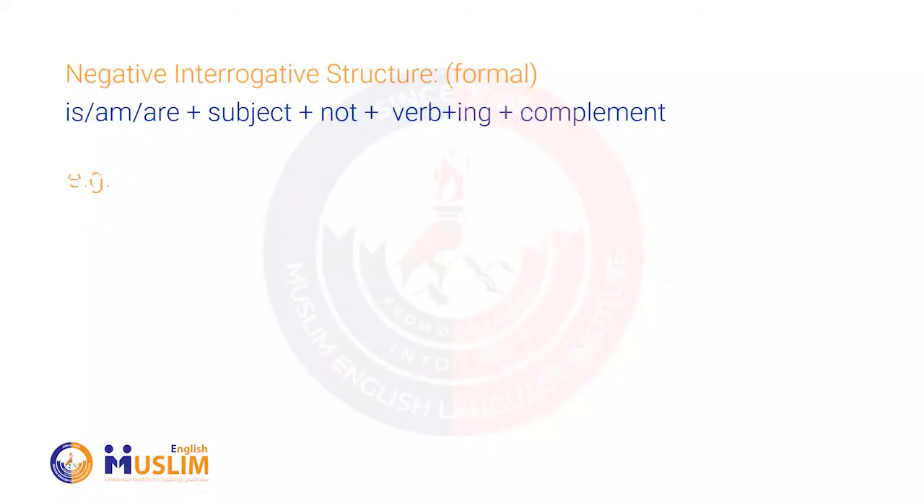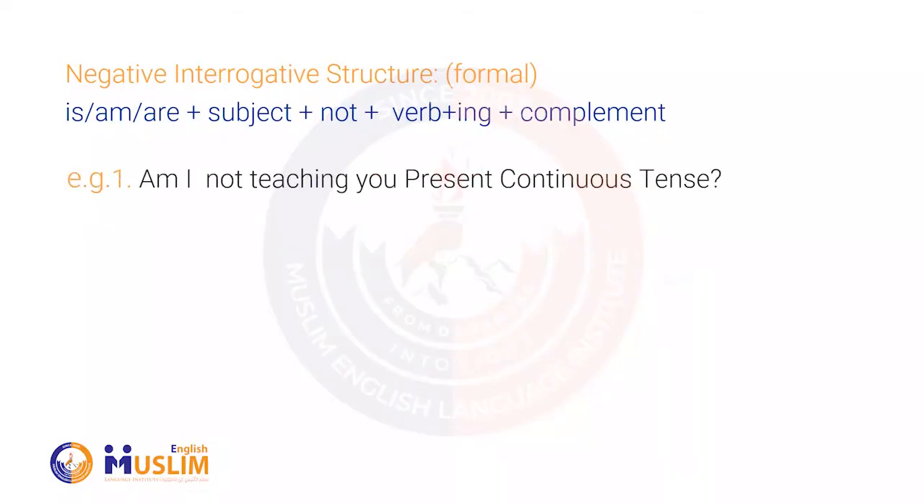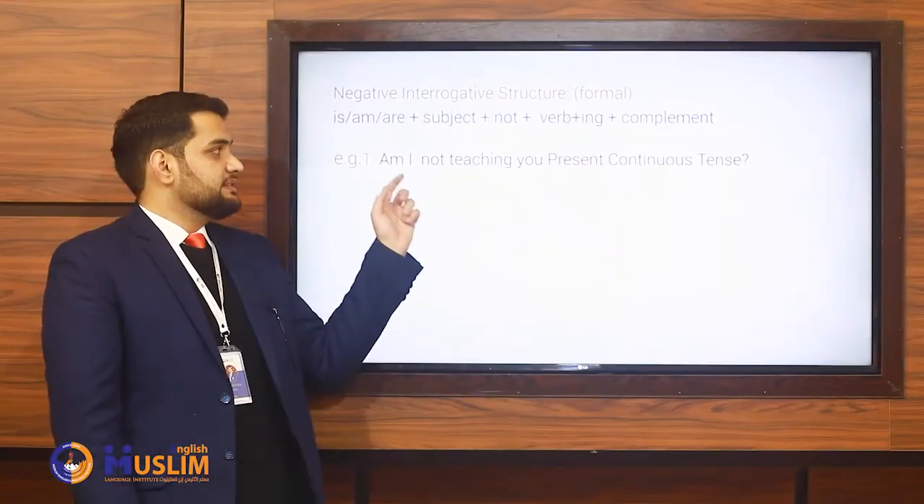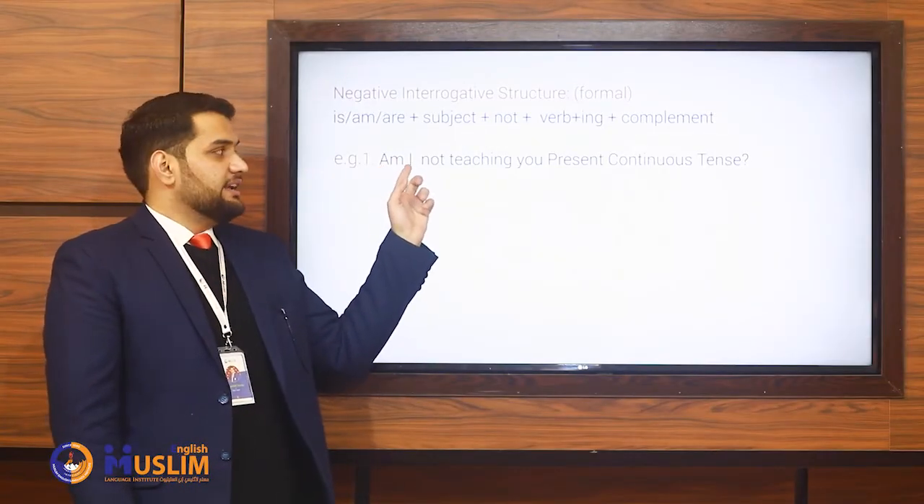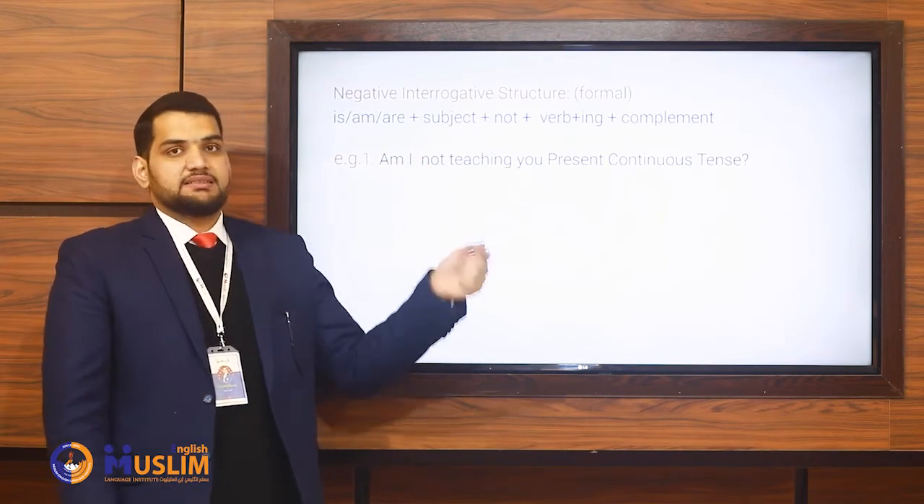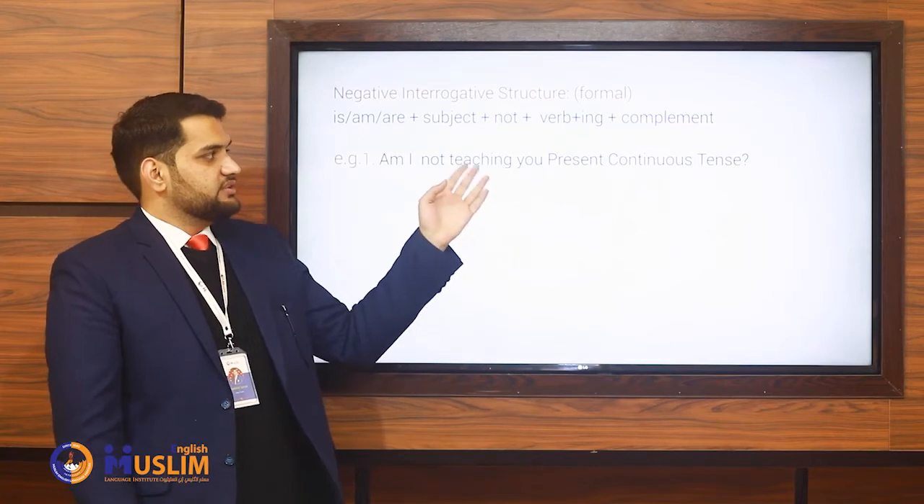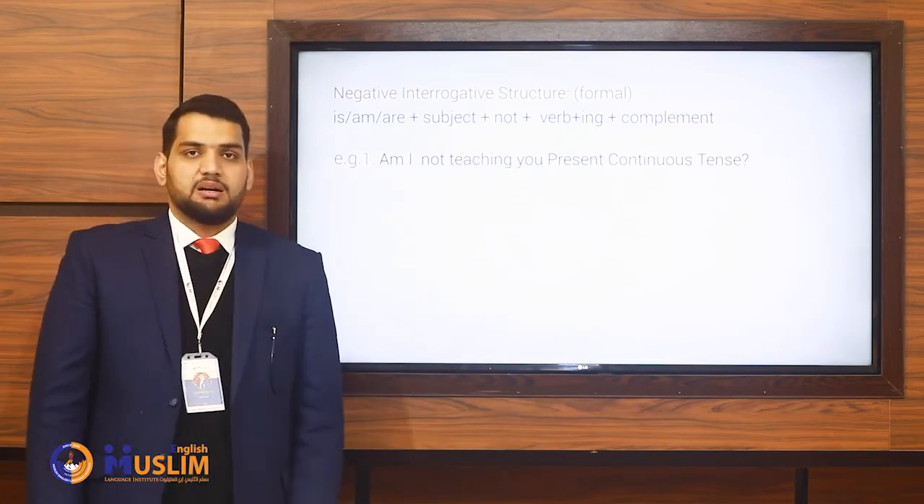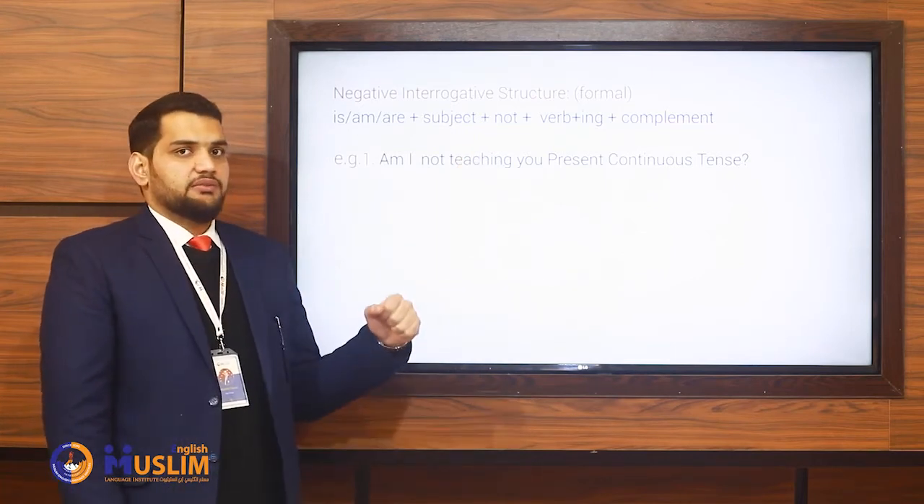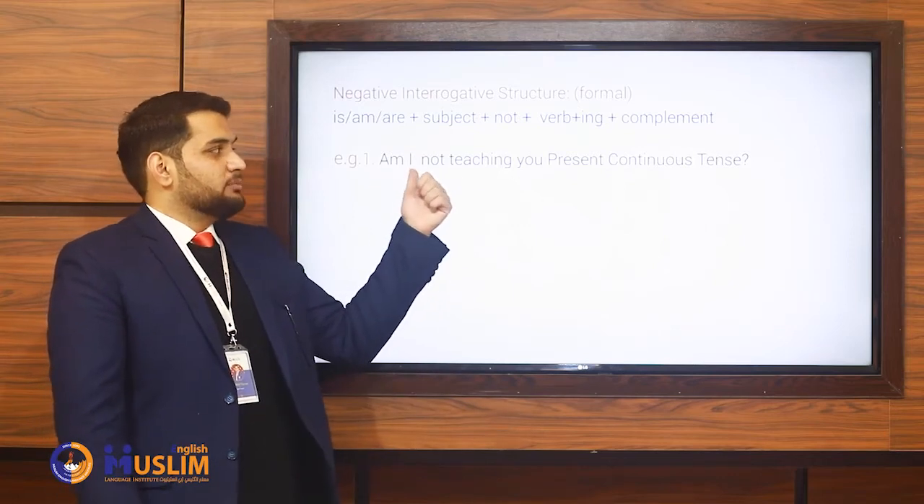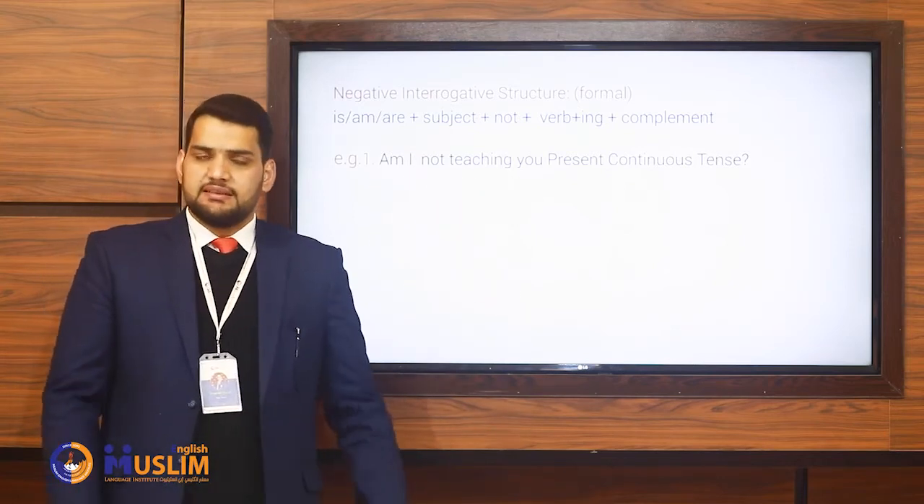For example, am I not teaching you present continuous tense? Now in this sentence, am is the helping verb, I the subject, and after the subject we've got not. And then we've got teaching, the verb ing, you present continuous tense is the complement. Now most of the people say, am not I teaching you present continuous tense? It's a mistake.